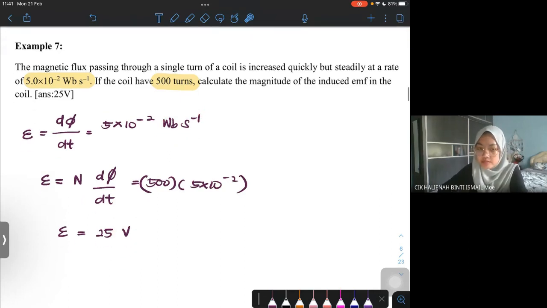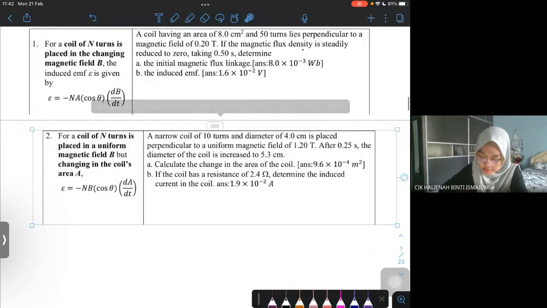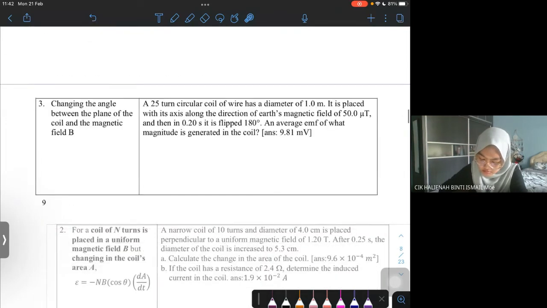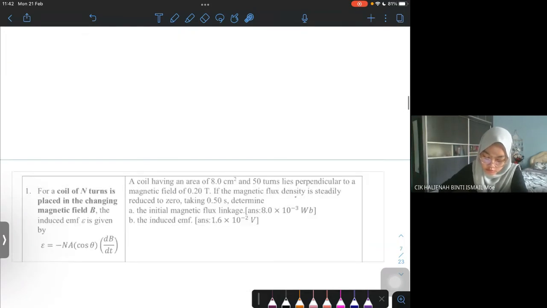Okay, so this one is very straightforward. It's just that you need to see lah here. Kadang-kadang kamu tidak perasan. You just assume this is actually adalah magnetic flux. But from the unit, kita boleh nampak it is per second. So kalau per second maksudnya divided by dt. Okay, divided by the change in time. Okay, let's look at the next example. Okay, this one adalah example untuk coil.